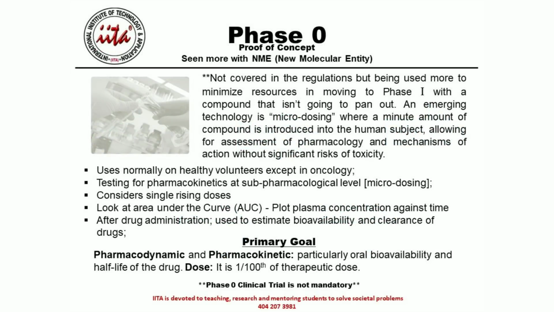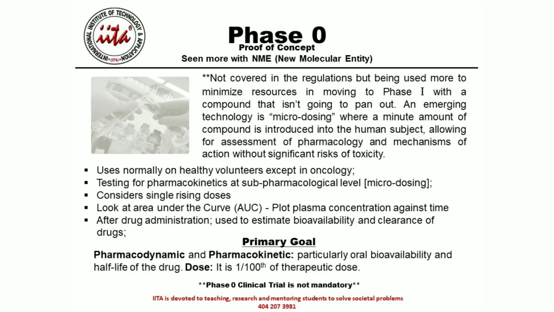Phase 0, typically known as proof of concept. Normally this isn't covered in regulations, but is being used more to minimize resources in moving to Phase 1 with a compound that isn't going to pan out. An emerging technology is microdosing, where a minute amount of compound is introduced into the human subject. This allows for the assessment of pharmacological and mechanisms of action without significant risks of toxicity. This phase is normally used on healthy volunteers, except in oncology.